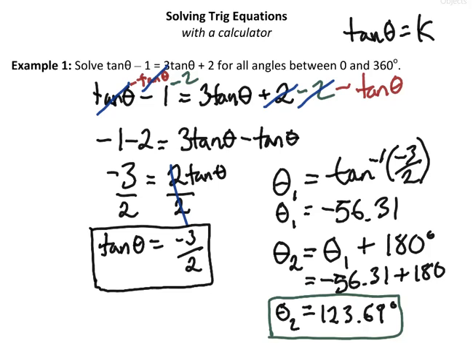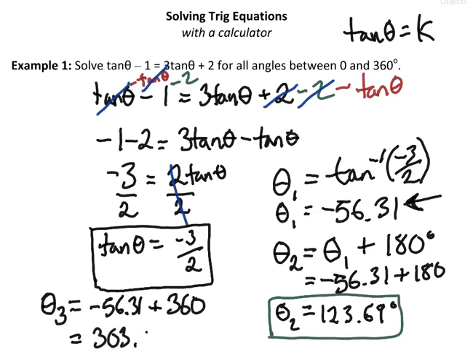So to do that, for theta 3, what you do is you just find a coterminal angle with the negative one. So this negative angle, we'll just find something coterminal with that. To find a coterminal angle, take that theta 1, the negative 56.31, and just add 360 to it. And that gives me 303.69 degrees. So that right there is also a solution. My two answers to this equation would be 123.69 and 303.69.